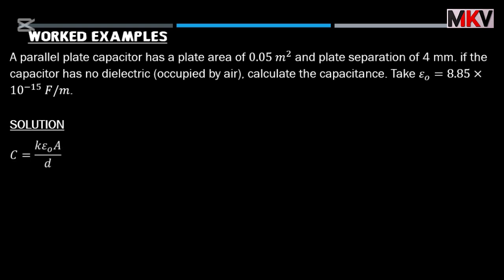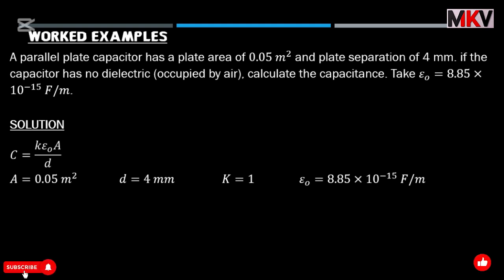So firstly, we state our equation: C equals K epsilon naught A over D. After stating the equation, we write out the parameters given in the question. We have A equals 0.05 meters squared, D equals 4 millimeters, K equals 1, then epsilon naught equal to 8.85 times 10 to the power minus 15. Now let's do our substitutions. So we substitute our K, which is 1, then epsilon naught, 8.85 times 10 to the power minus 15, then our A, which is 0.05, then the D, changed to meters, which gives us 4 times 10 to the power minus 3.